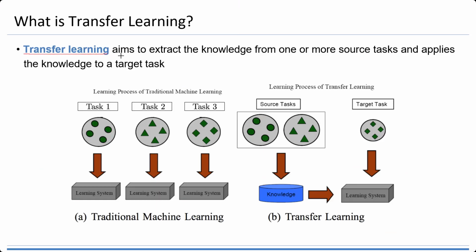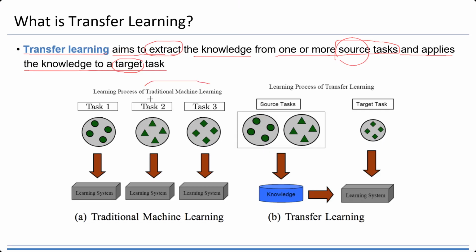Transfer learning aims to extract the knowledge from one or more source tasks. We call it the source. It means we have the sources for getting the knowledge and applying the knowledge to a target task. So there should be a target that we want to use.